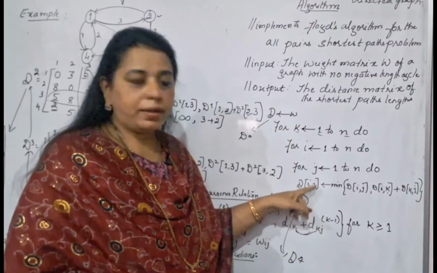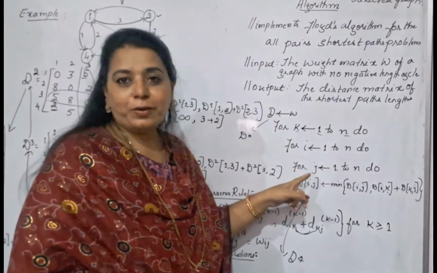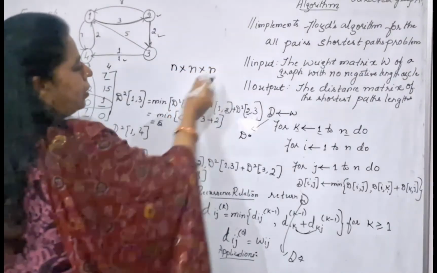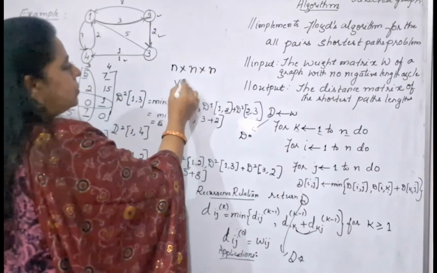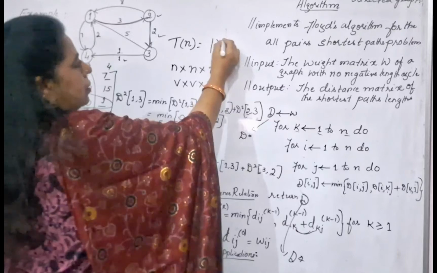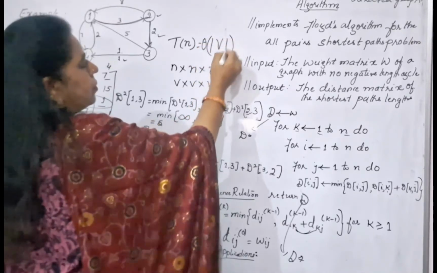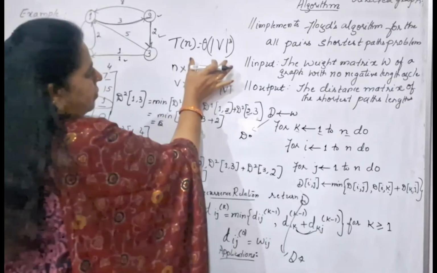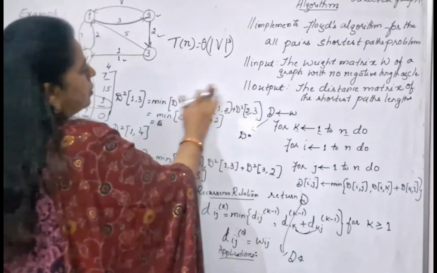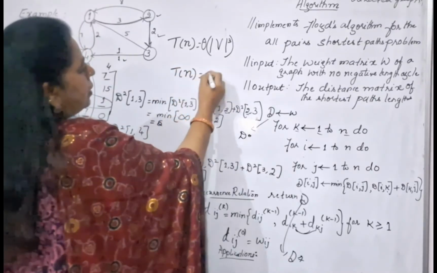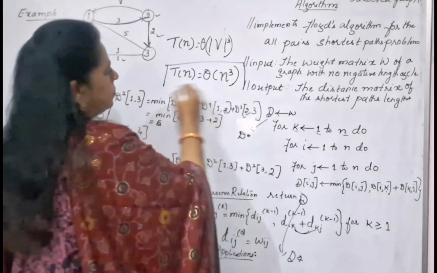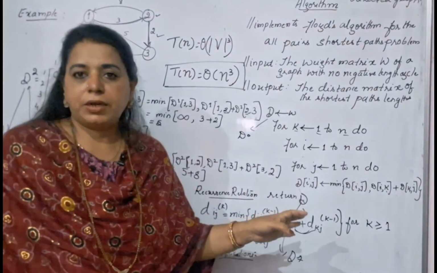This is your basic operation, and it is executed inside these three for loops. So how many times will this execution happen? n into n into n. Since we are referring to vertices here, it is V into V into V. So you can write the time complexity of this algorithm as theta of V cube. This algorithm has cubic behavior. Time complexity is equal to theta of V cube. You can always write it like this, theta of n cube. So this is about the time complexity of Floyd's algorithm.